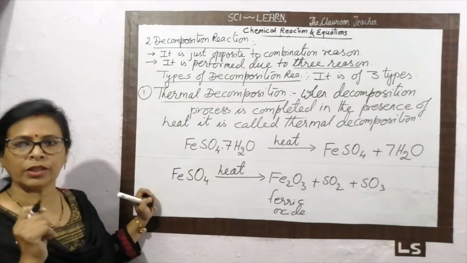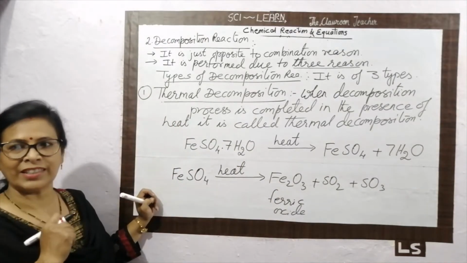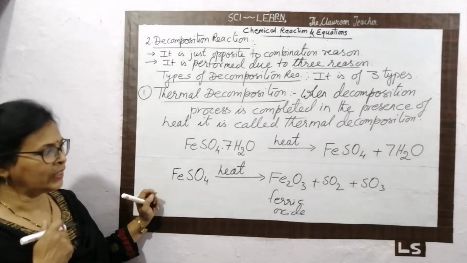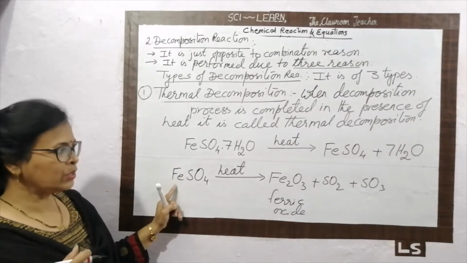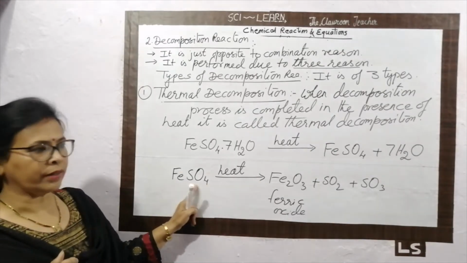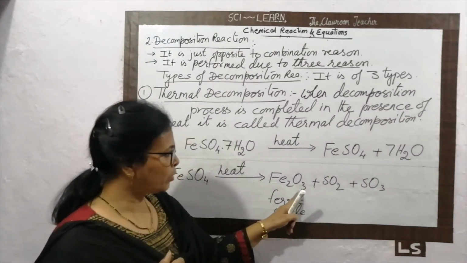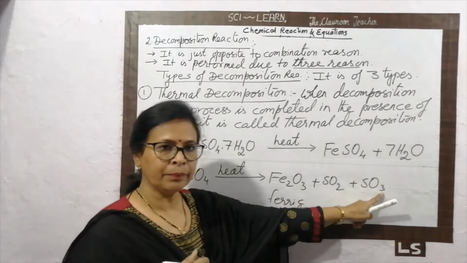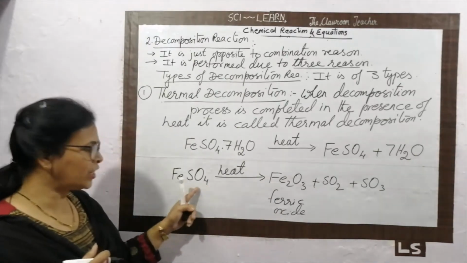This is the example for the decomposition reaction. The first thing is that you have to balance this chemical equation. Now see, here Fe is 2, there Fe is only 1. Here sulfur is only 1, there sulfur is 2. What about the oxygen? 3 plus 2 plus 3, that is 8. So we have to change the number here.